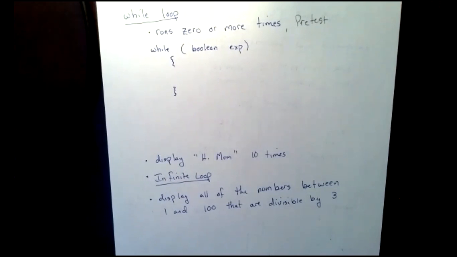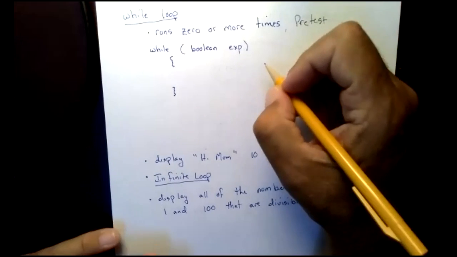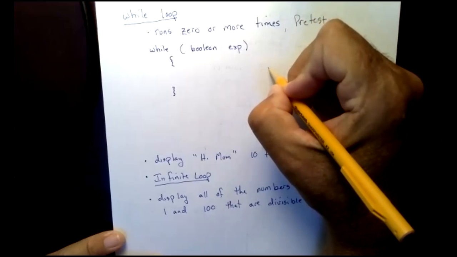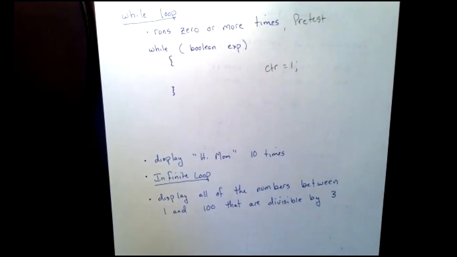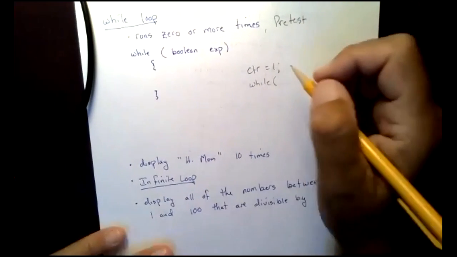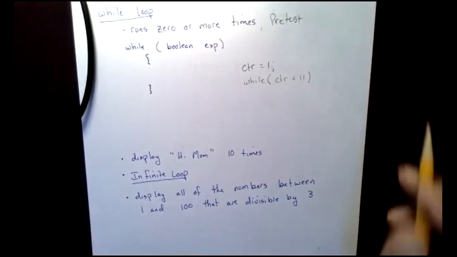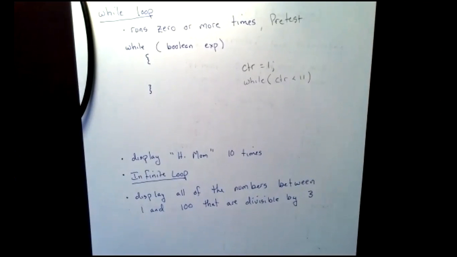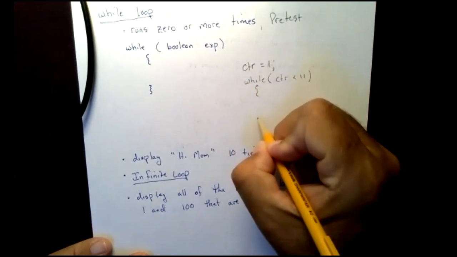So the first thing that we're going to take a look at is I'd like to display hi mom 10 times. So I'm going to start out with a loop control variable. I'm going to say counter equals 1. I now come into my while, and I'm going to simply do while counter is less than 11, because I want it to run for 1, 2, 3, 4, 5, 6, 7, 8, 9, 10. Now I have the body of my while.